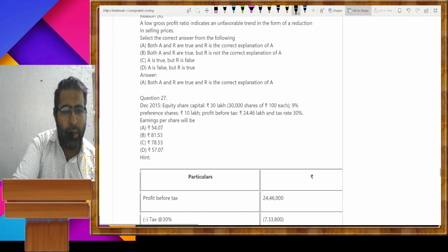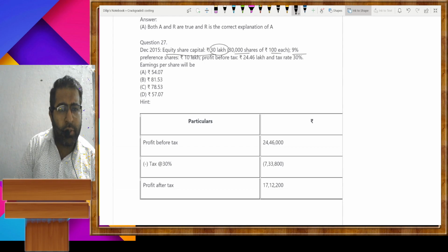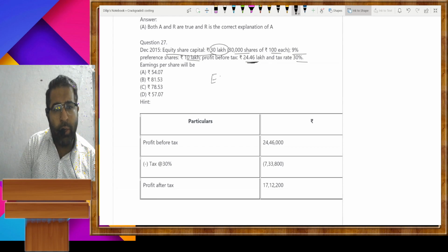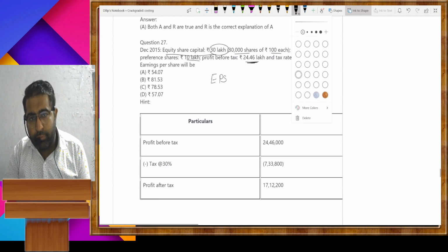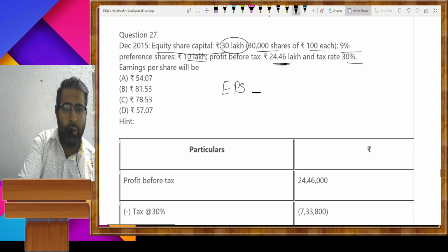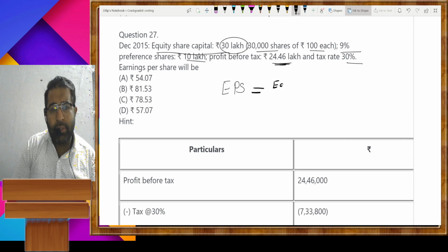Now going to practical questions, we are doing them fast. Here it is. Equity share capital 30 lakh, 30,000 equity shares of 100 each, 9% preference shares 10 lakh, profit before tax, thereafter 30% tax, find earning per share. So students, if we want to calculate earning per share, then look here. Earning per share always equals earnings divided by number of equity shares.